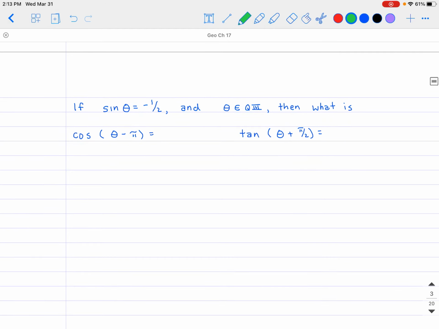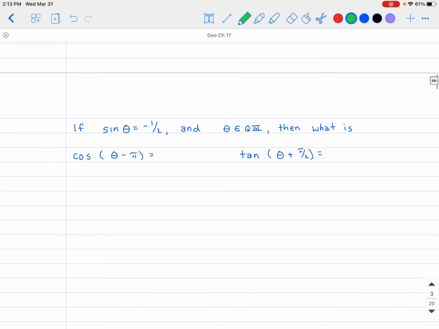Sorry about that. The last part is, let's say I have sine of theta is equal to negative 1/2, and theta is located in quadrant 3. Then what are the following? What is the cosine of the angle that I have minus pi? And also, what is the tangent of the angle that I have plus pi over 2?